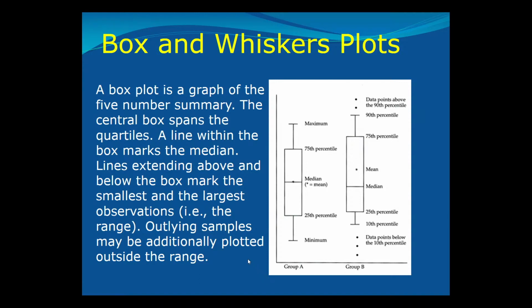The central box spans the quartiles. A line within the box marks the median. Lines extending above and below the box mark the smallest and the largest observations. Outlying samples may be additionally plotted outside the range.